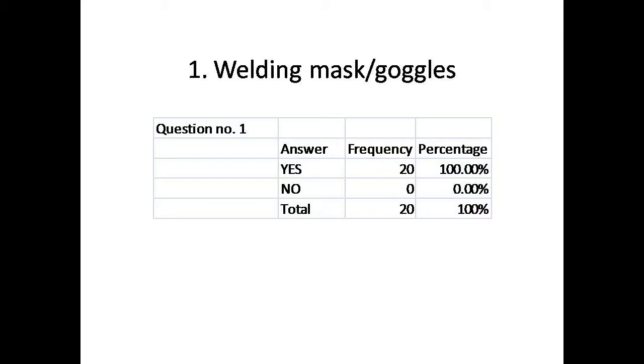So how did we get the percentage from the frequency? We simply divided it from the overall respondents that we have, which is 20. For example, we have 10 respondents who answered yes, and we divide that by 20, which is 0.5, and we multiply that by 100 to get the percentage, which is 50%.